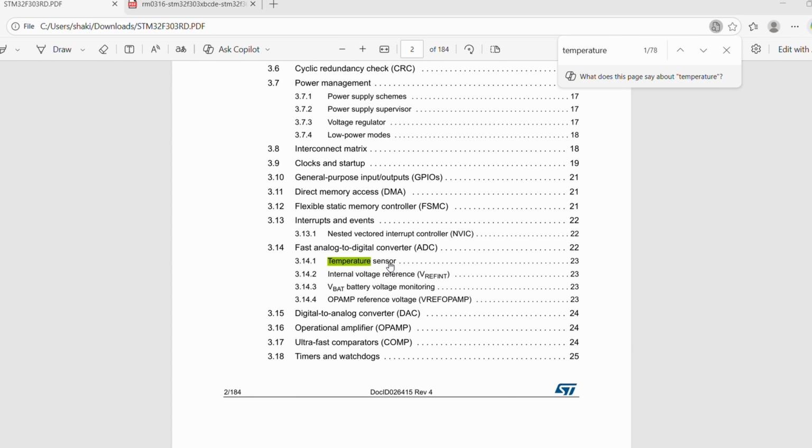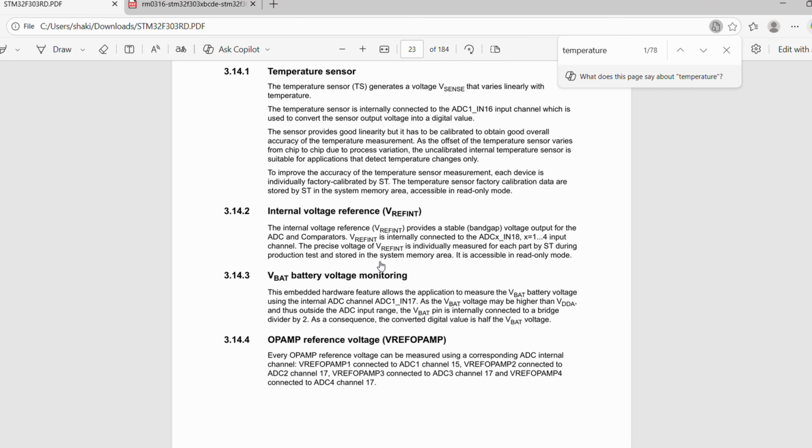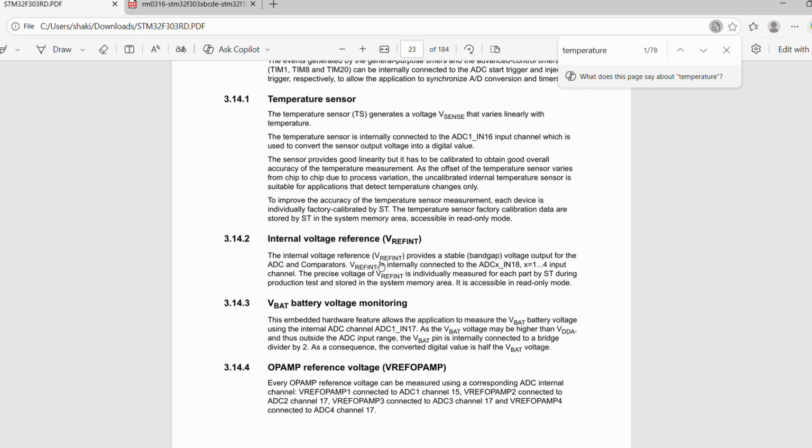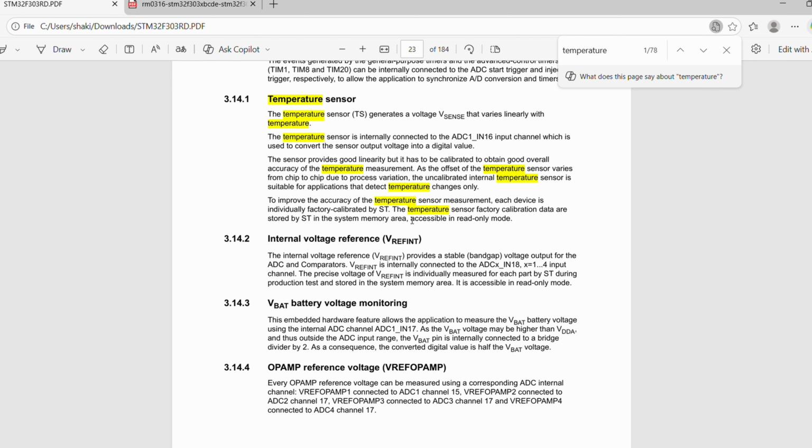If you look at the data sheet, in the ADC section 3.14, we have a temperature sensor. It is connected to ADC input channel 16, which basically converts the voltage into a digital value. It has good linearity for a temperature sensor, and it is only accessible in read-only mode, meaning we cannot modify it.